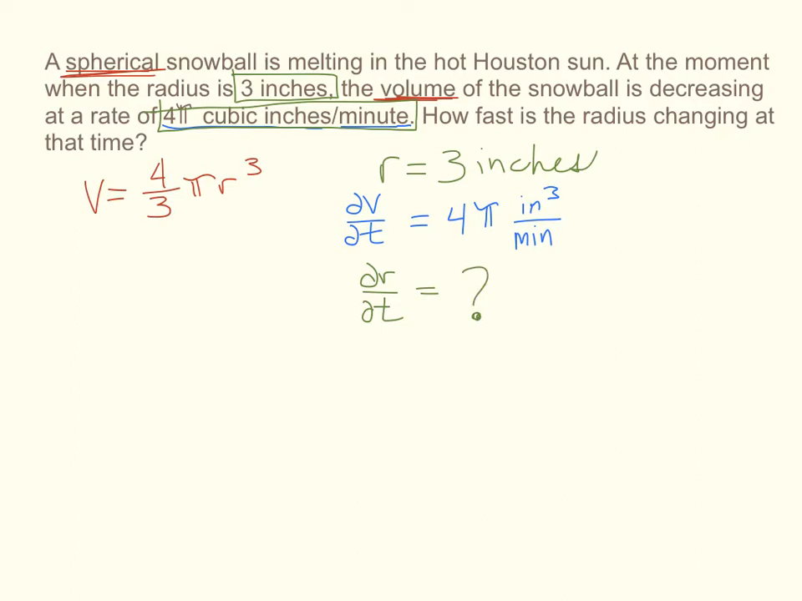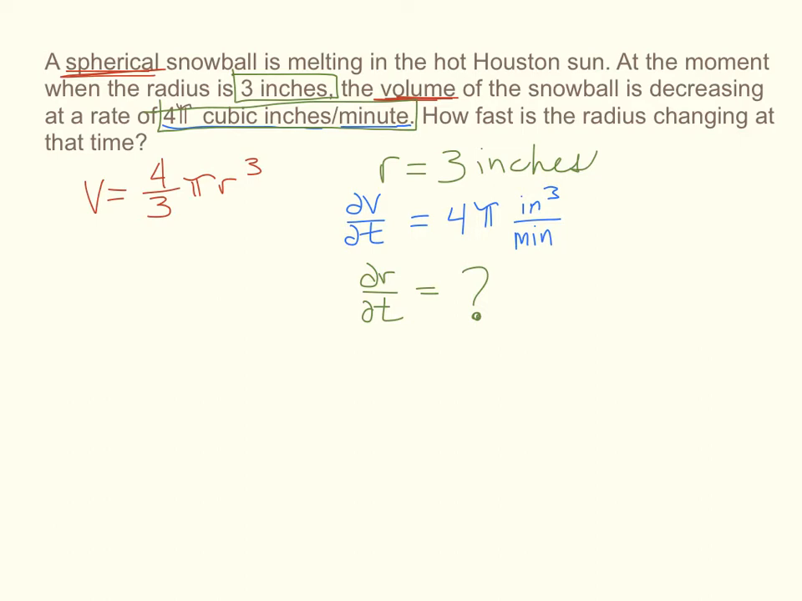Since we are working with two variables changing with respect to time, we will need to take the derivative with respect to t. And this requires us using implicit differentiation. When we use implicit differentiation, we will be taking the derivative of both V and r with respect to t. And in this case, we will just be using the power rule, as our variables are only raised to a power.